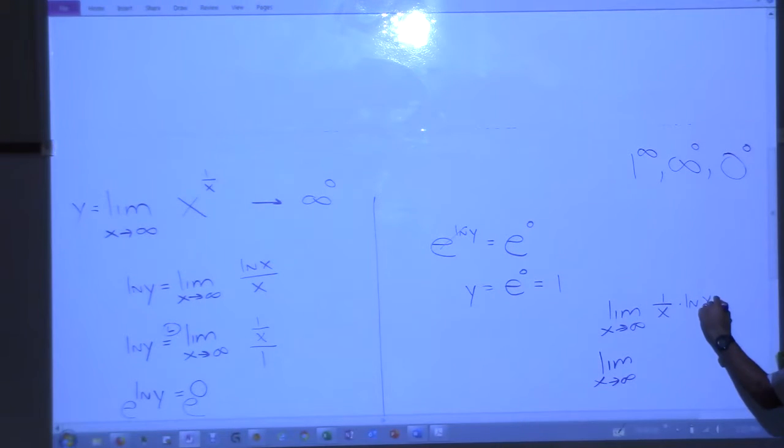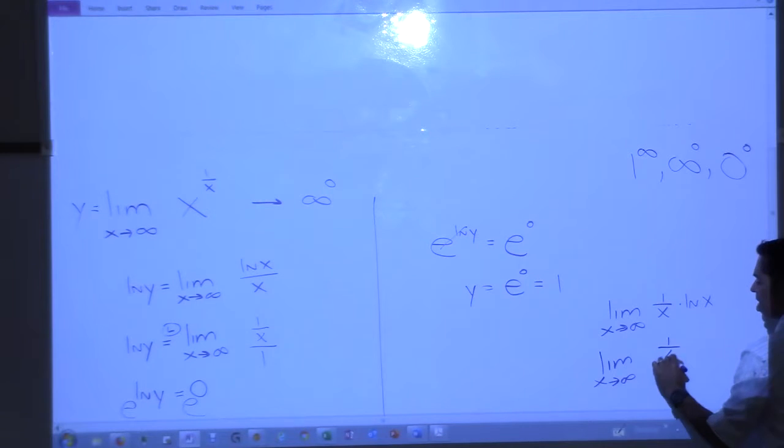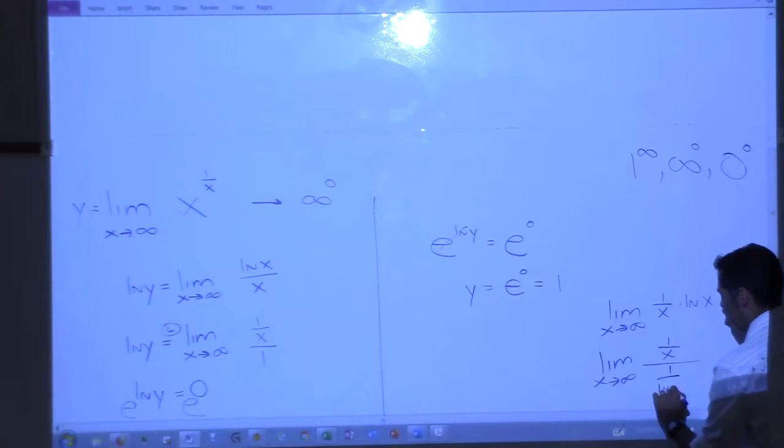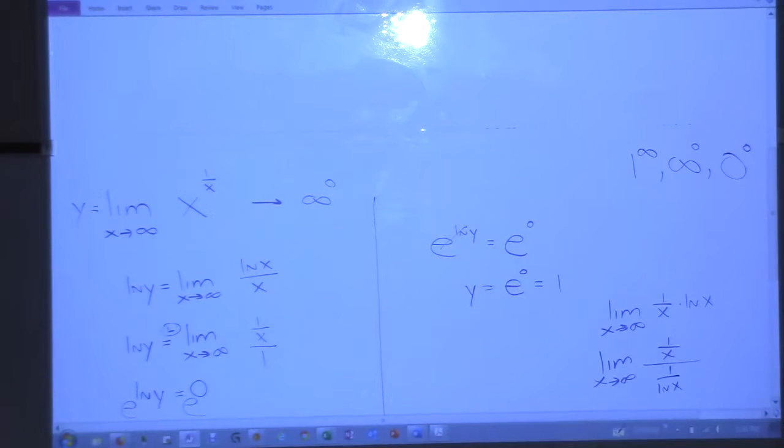Take this one and drop it. Okay, so you leave the 1 over x on top, and on the bottom you have to put what? 1 over ln x. Okay, now, derivative of top and bottom separately. Derivative of this top would just be negative 1 over x squared.